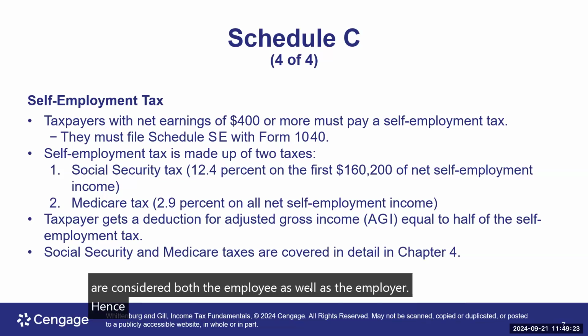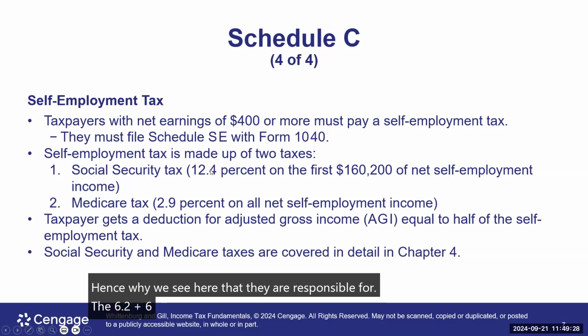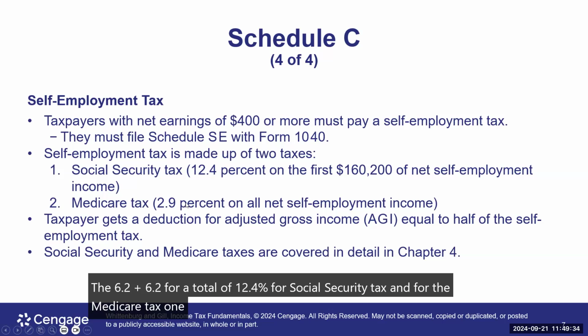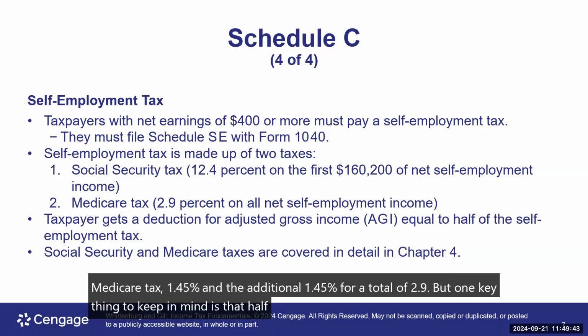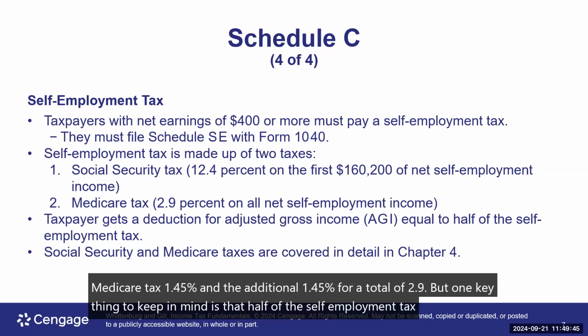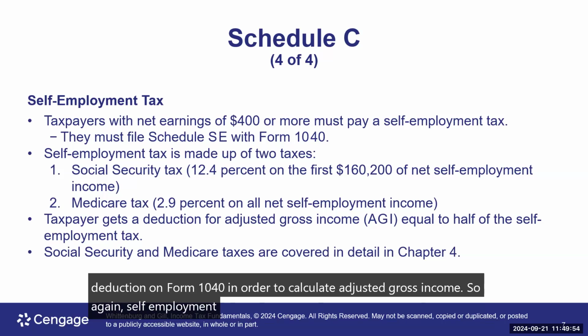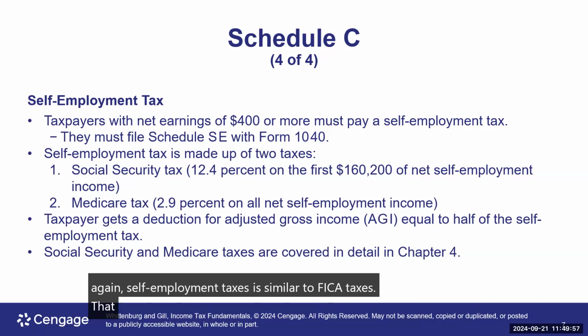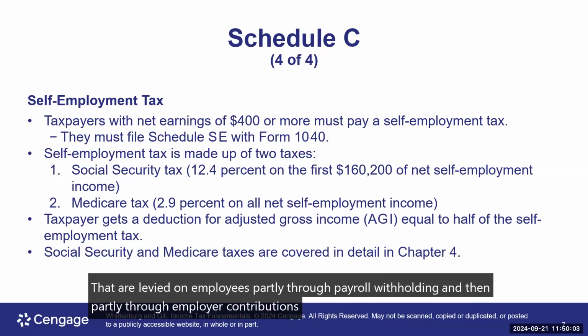Hence why we see here that they are responsible for the 6.2 plus 6.2 for a total of 12.4% for Social Security tax, and for the Medicare tax, 1.45% and the additional 1.45% for a total of 2.9%. But one key thing to keep in mind is that half of the self-employment tax is allowed as a deduction on Form 1040 in order to calculate adjusted gross income. So again, self-employment tax is similar to FICA taxes that are levied on employees, partly through payroll withholding and then partly through employer contributions, as mentioned. So just keep that in mind.